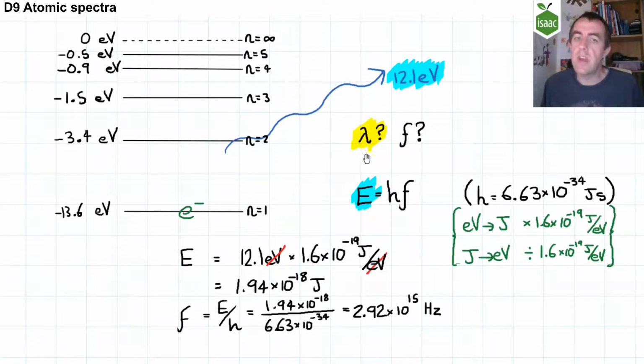If instead you wanted to calculate the wavelength, you could then use the wave equation, which is c equals f lambda rearranged, and so the speed of light, 3 times 10 to the 8 meters per second, divided by the frequency you've just calculated, would give you the wavelength of this electromagnetic radiation.